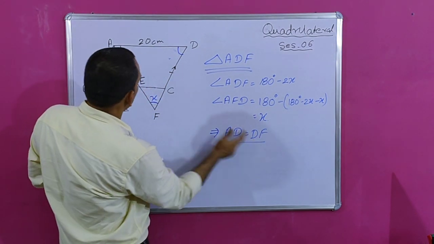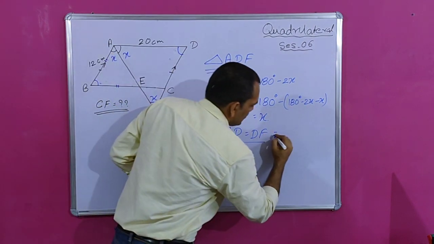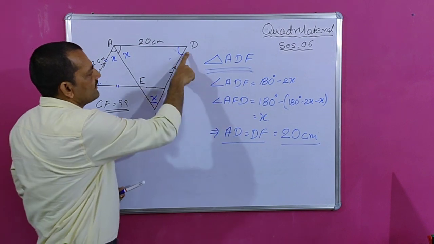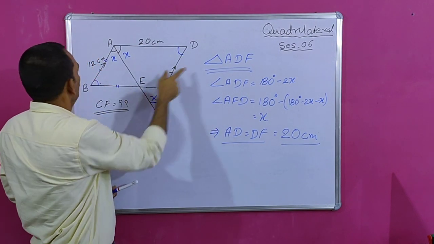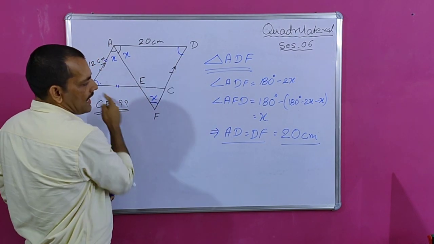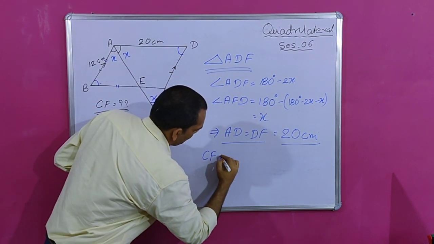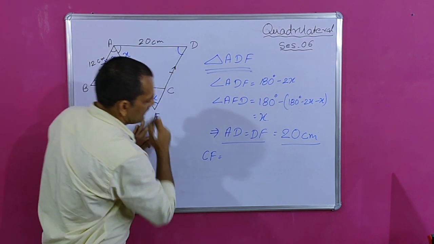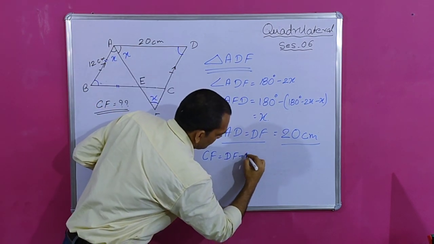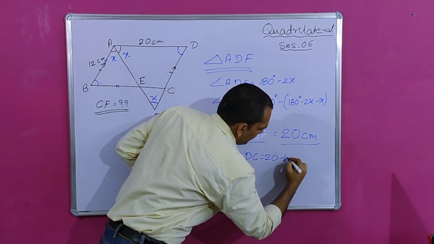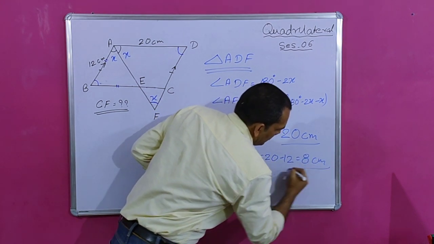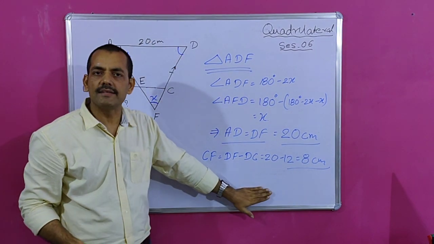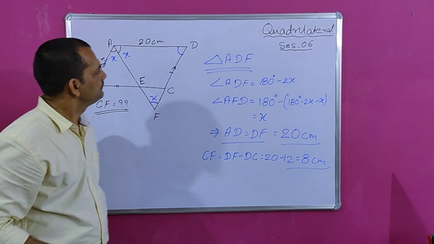AD equals DF, which is equal to 20 centimeter. Now what's the value of CD? CD is 12 because this is a parallelogram. So CF equals DF minus DC, which is 20 minus 12, 8 centimeter. So we can do this in a simpler way like this as well. Okay.